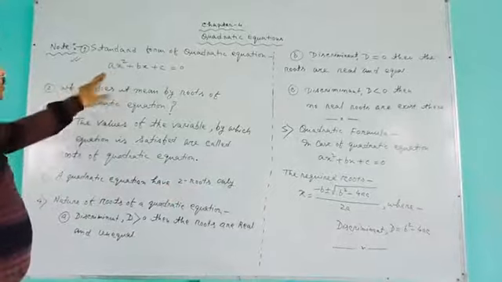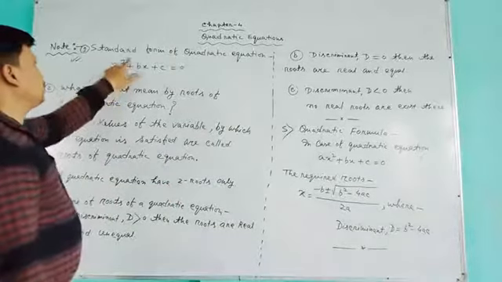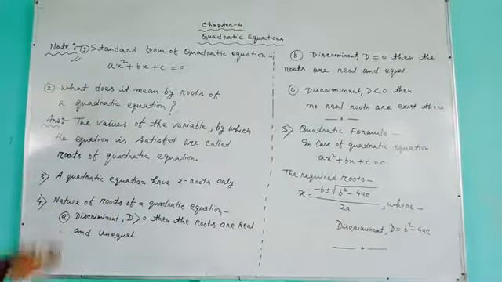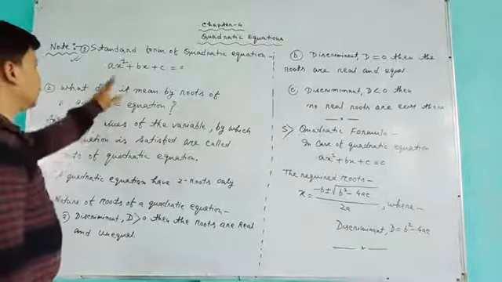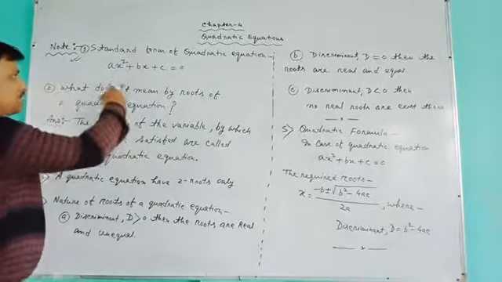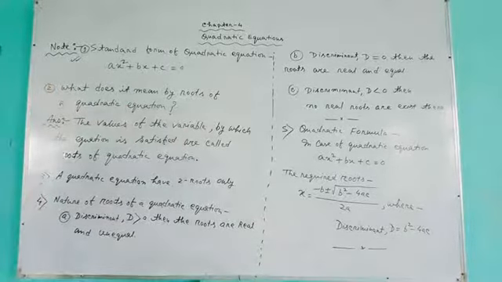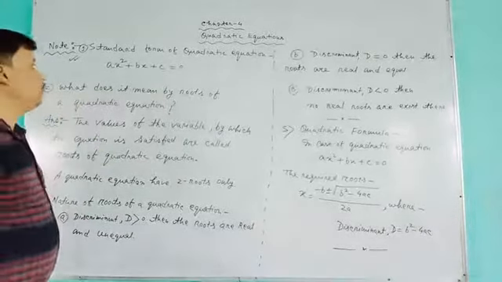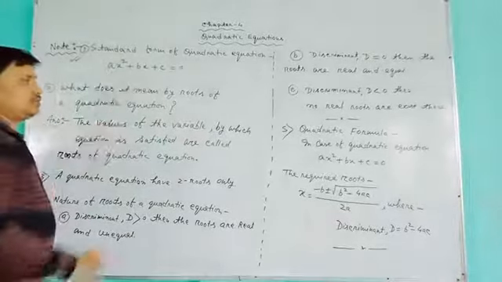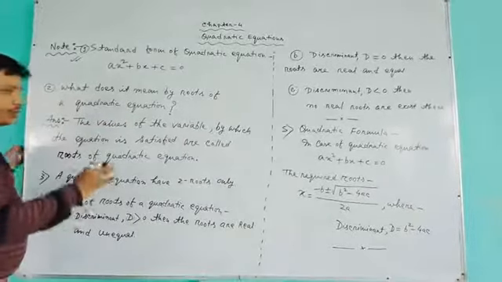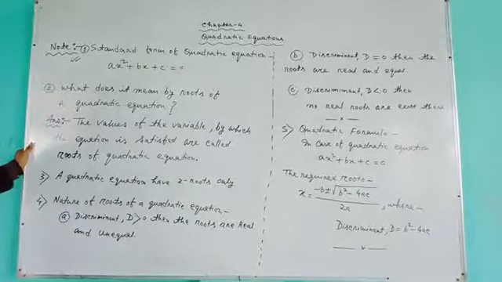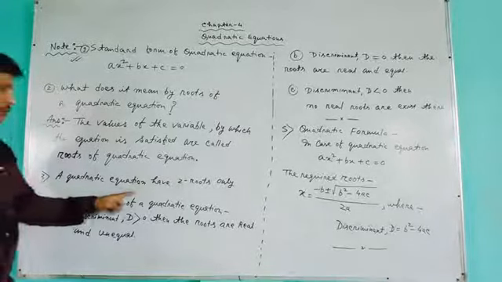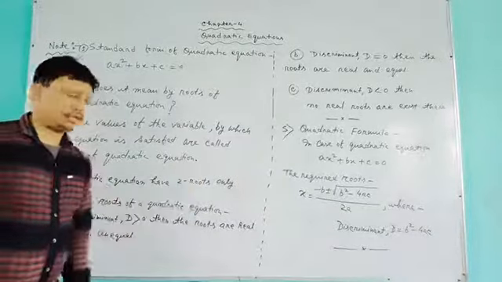That means this quadratic equation, where the highest power of the variable is 2, has 2 values. A maximum of 2 values is possible for the variable by which the left hand side is equal to the right hand side. Those 2 particular values are called roots of the quadratic equation. A quadratic equation has 2 roots only.